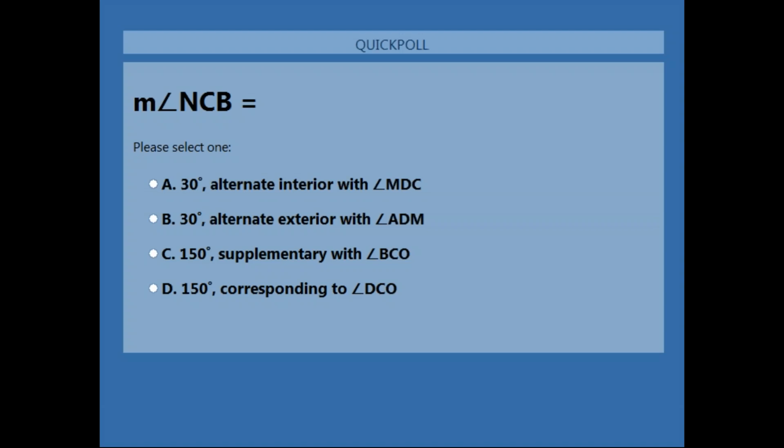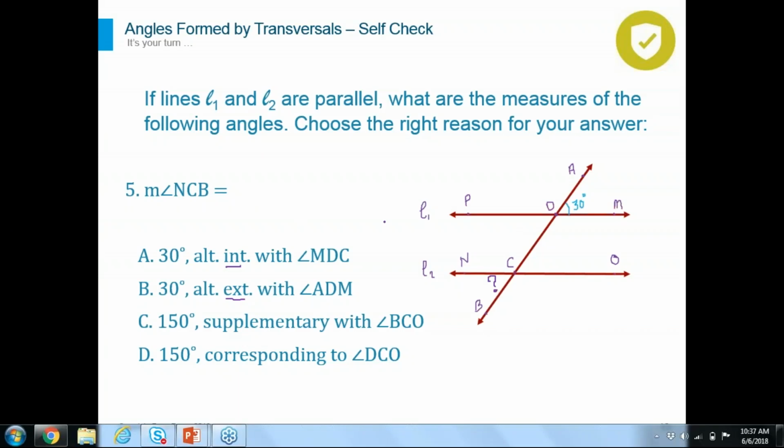Okay, let's do the question together. So the measure of NCB, this one is what? Well, I see that this angle NCB with ADM together, they make an alternate, one to the right, one to the left, exterior. This is to the outside, and that is to the outside angles. And that's why they will have the same measure. Since one is 30, the other one will be 30 as well.